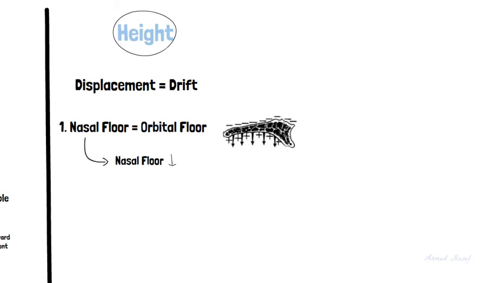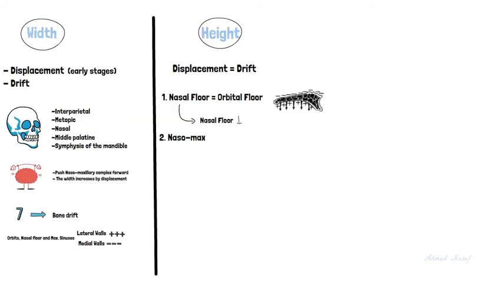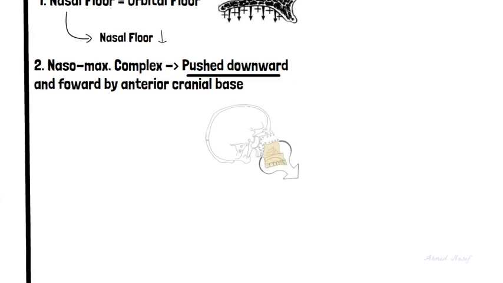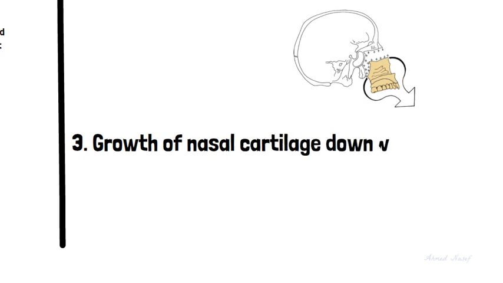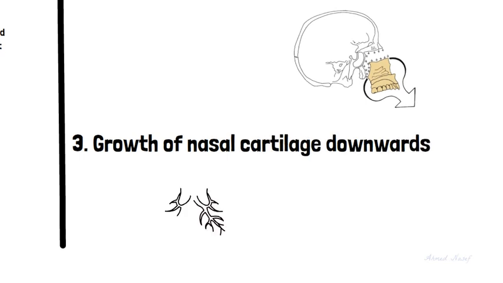The second point is that the nasomaxillary complex during the first 7 years is pushed downward and forward by the anterior cranial base. Then there is also growth of the nasal cartilage that grows downwards as a result of the increase in the respiratory demand.